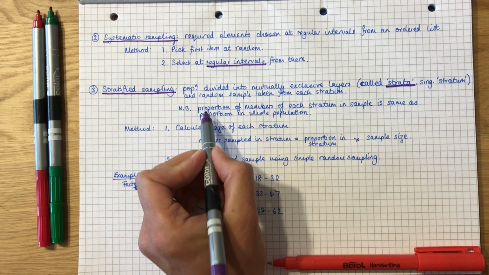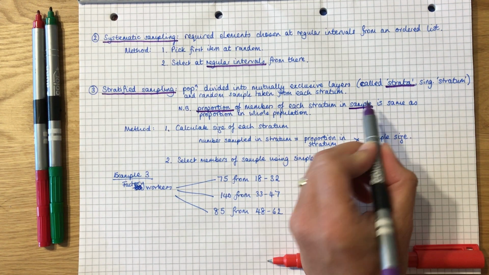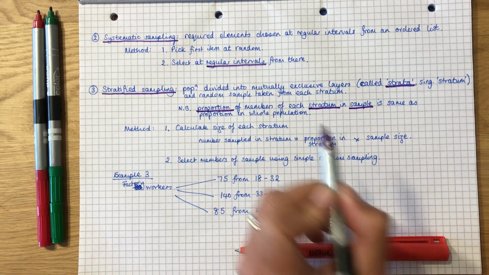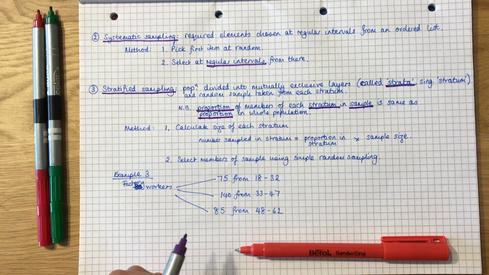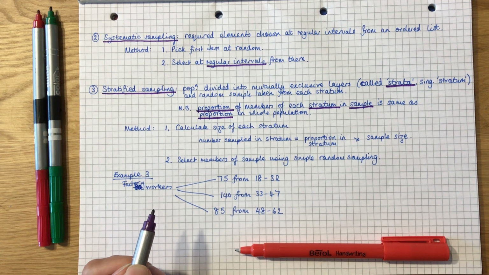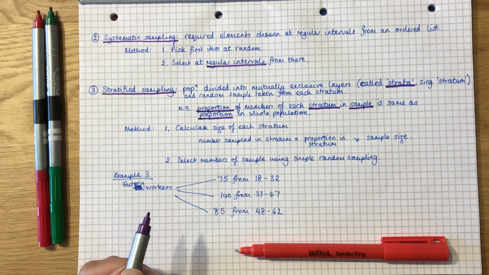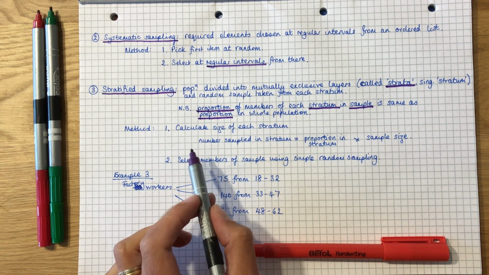So what you need is that the proportion of members in each stratum of your sample is the same as the proportion of members in the whole population. To put that in more simple terms, if you had 2/3 of your population male and 1/3 female, you would need 2/3 of your sample to be male and 1/3 of your sample to be female. So that's what this formula tells us here.